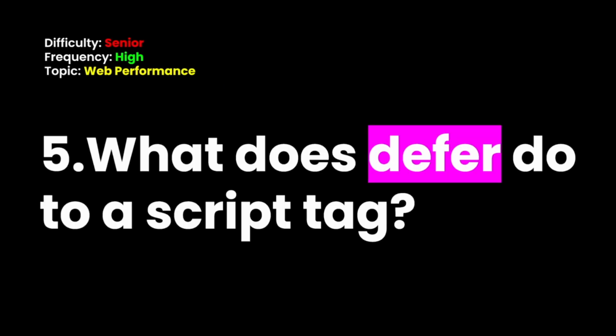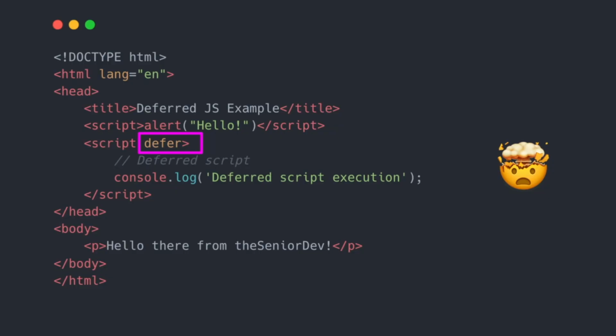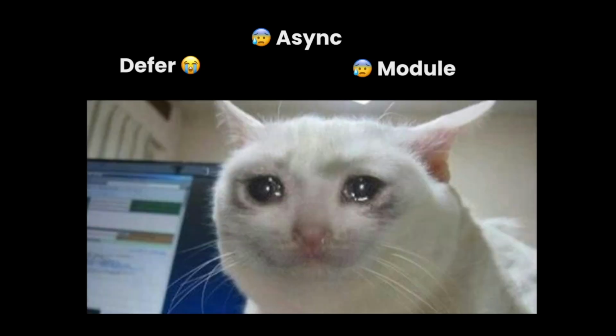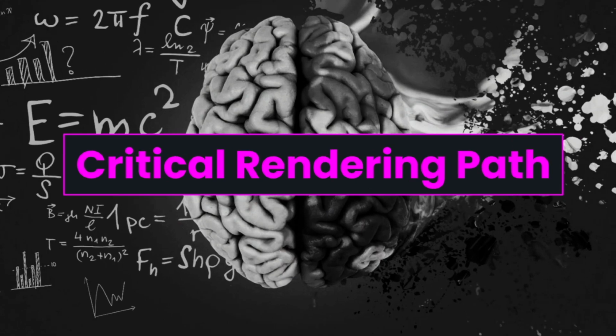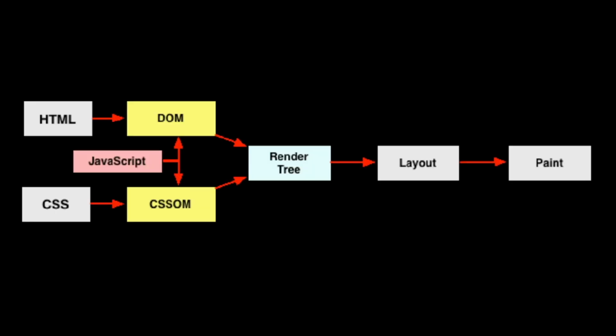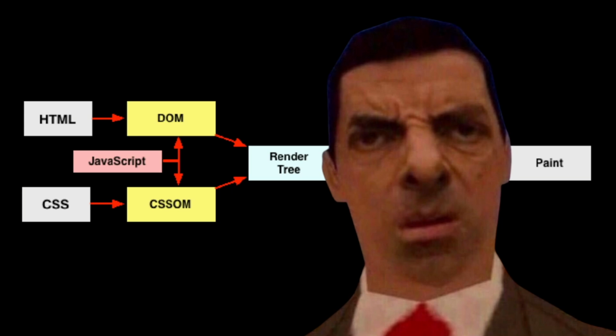On to number 5. What does defer do to a script tag? You can go ahead and try to memorize it, but then there's also async and there's also module when it comes to script tags, and good luck memorizing all those. What if I told you could actually explain all of them with one single mental model, and that is the critical rendering path. If you Google it, you will find something like this, which to be honest doesn't really help much. So let's actually see it in action.